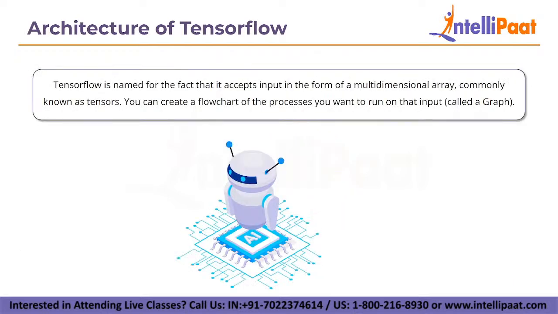TensorFlow is named for the fact that it accepts input in the form of a multi-dimensional array, commonly known as tensors. You can create a flowchart of the process you want to run on the input, which is called a graph. The input enters at one end, passes through the system of various actions, and finally exits at the other end as the output. TensorFlow derives its name from the fact that a tensor enters and flows through a set of operations. That's why it finally exits.